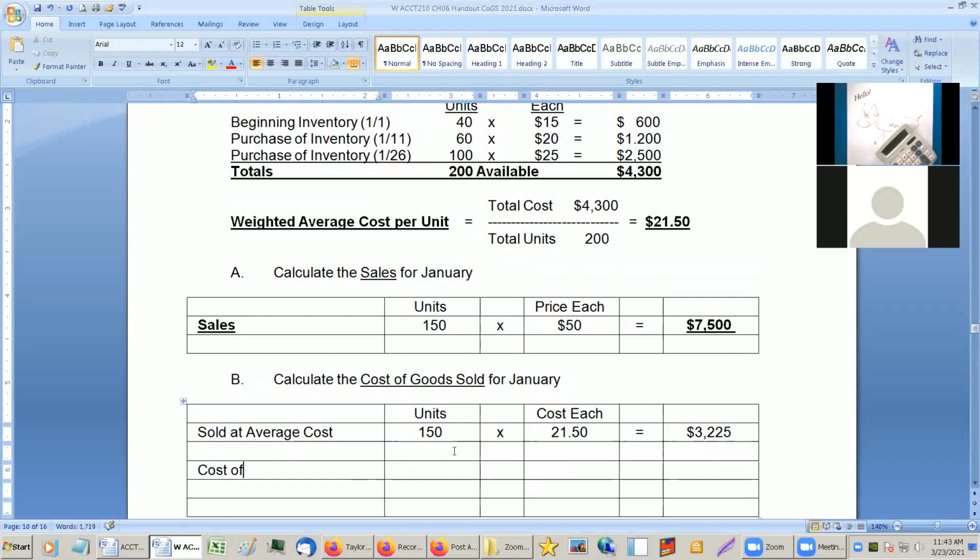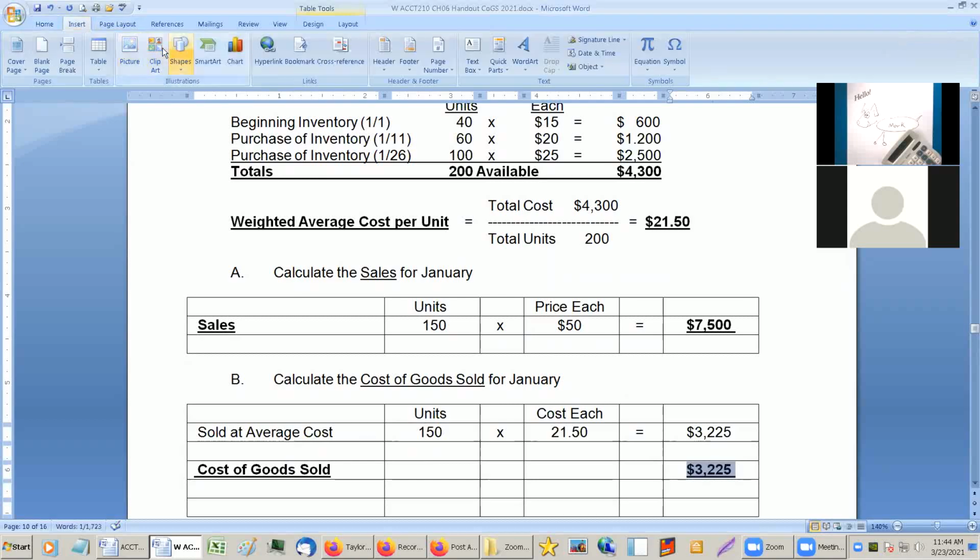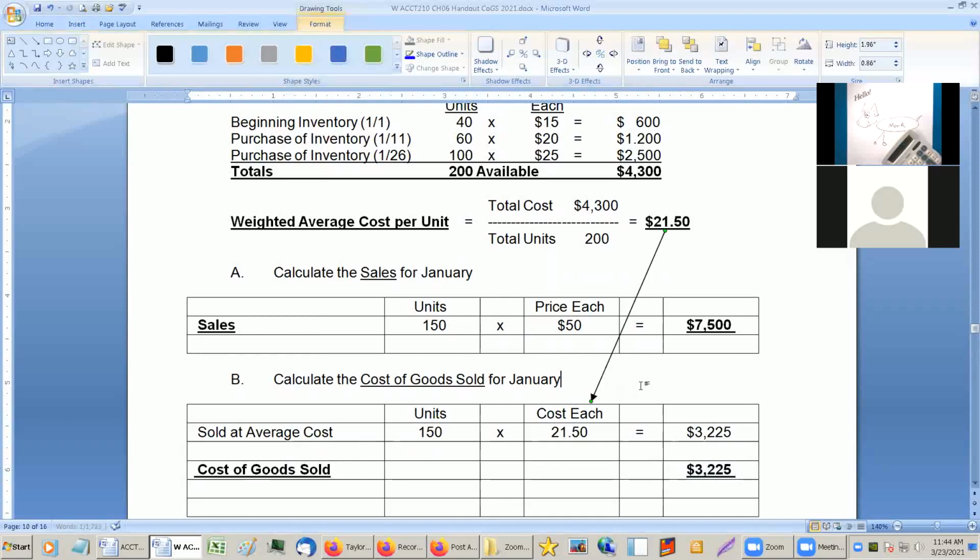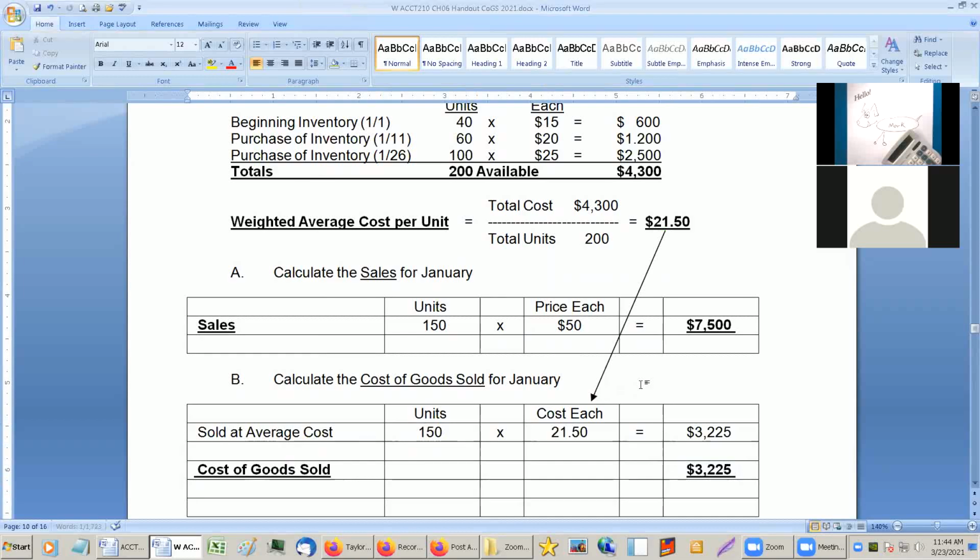You don't have to put a separate line in here. You could even just label it as cost of goods sold. We're not really adding up any layers. This is one. This is the right number. And so once you get that average cost per unit, that just goes for everything. That's the sold, that's the ending inventory. It's just all the same number.